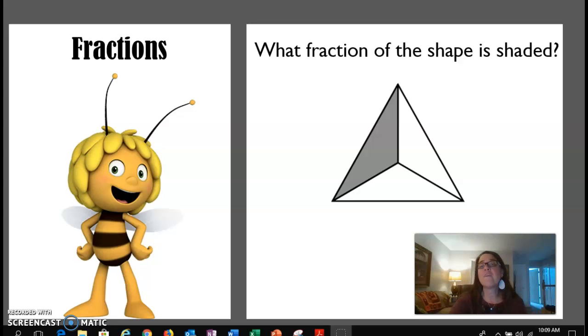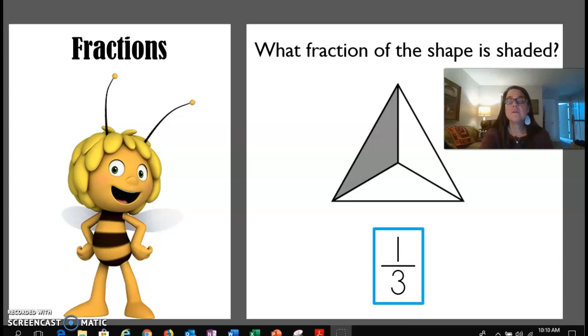So what we have here is this triangle that has been cut into 3 pieces, okay? And you can see that one of those pieces is shaded gray and the other 2 pieces are not. So what this means is 1/3 of the shape is shaded.